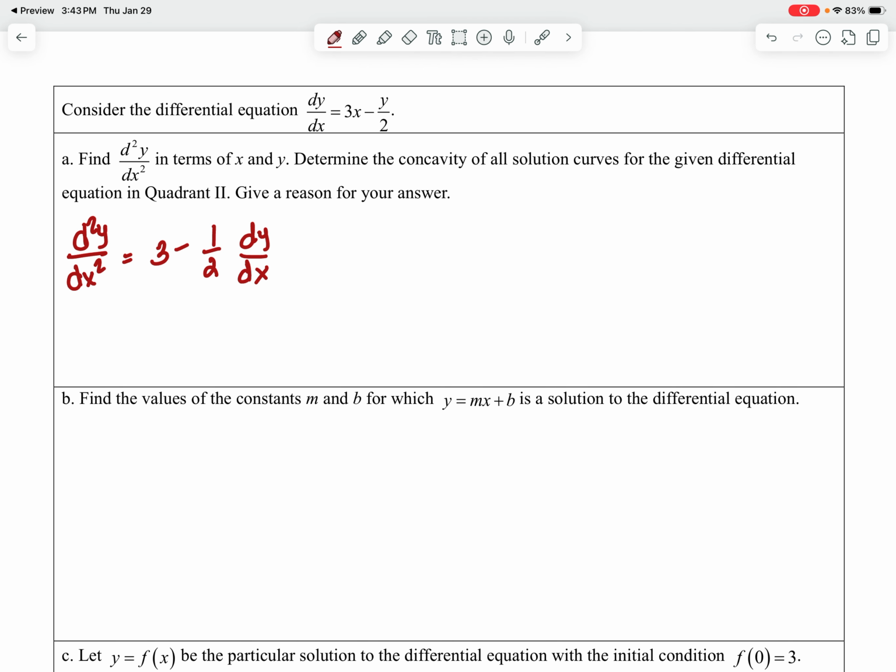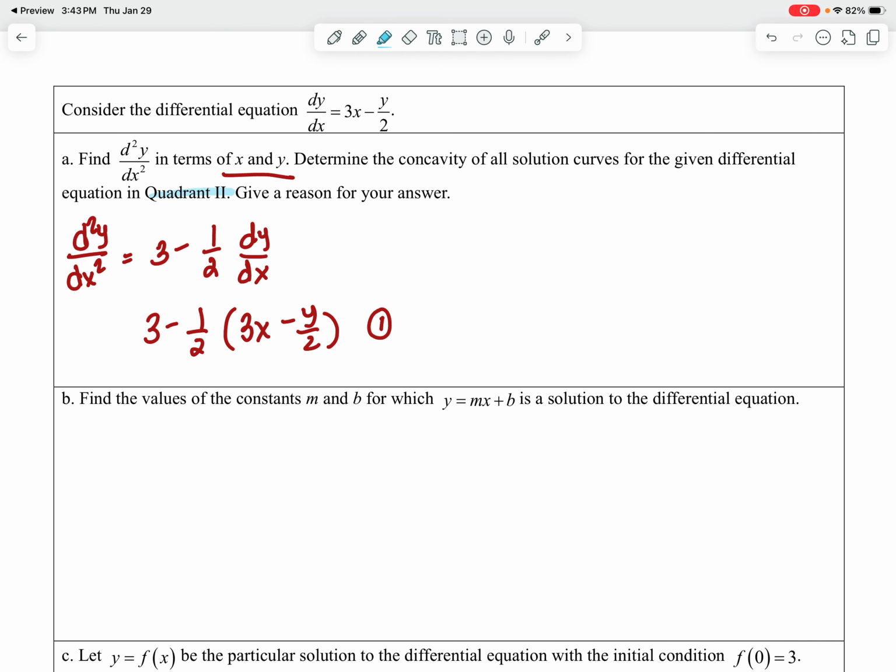Your derivative here needs to be in terms of x and y. This right here is enough for 1 point. Now, it's asking you about concavity of all solutions. Yes, we know that the concavity for the solution curves will always be concave up because the second derivative is positive. Yes, but you did not tell me why the second derivative is positive.